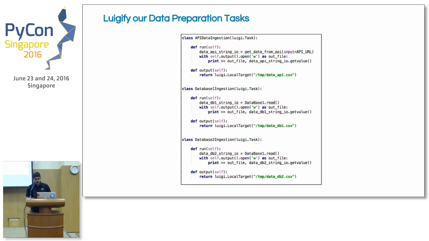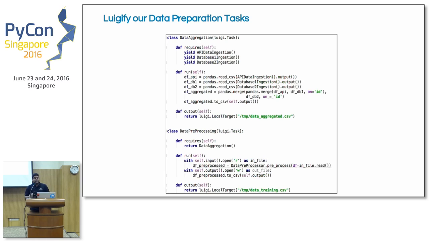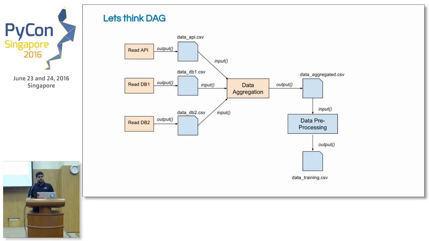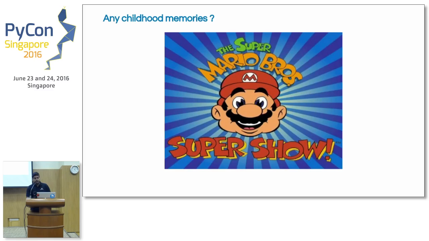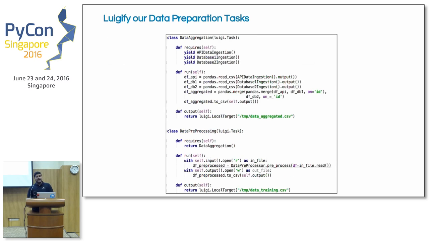tasks. Now, what we are left with is the data aggregation part. We have the data from the three sources written into a CSV. Now we need to aggregate the data. In the data aggregation part, you can see it is dependent on three tasks, on these three states: data API CSV, DB1 and DB2. So we use a requires and say, you yield these three things, which basically is now a generator. So these three tasks have to finish before this task can be executed.